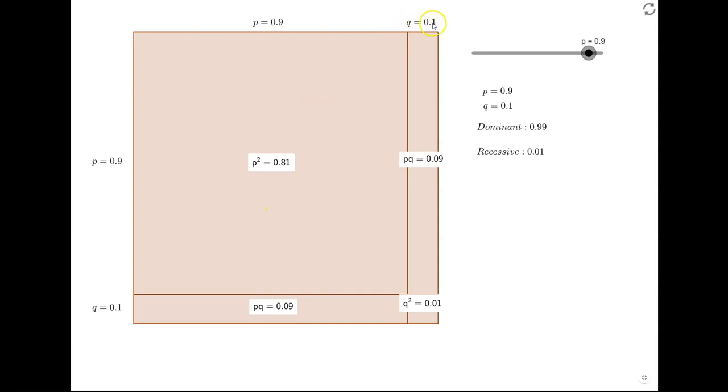Conversely, if you look at Q over here, it's fairly small, 0.1 and 0.1. 0.1 times 0.1 is 0.01. This means that about 1% of your population would be homozygous recessive. This is what you would expect were evolution not occurring. So this is how we, in the next video, I'm going to show you, we're going to calculate this.